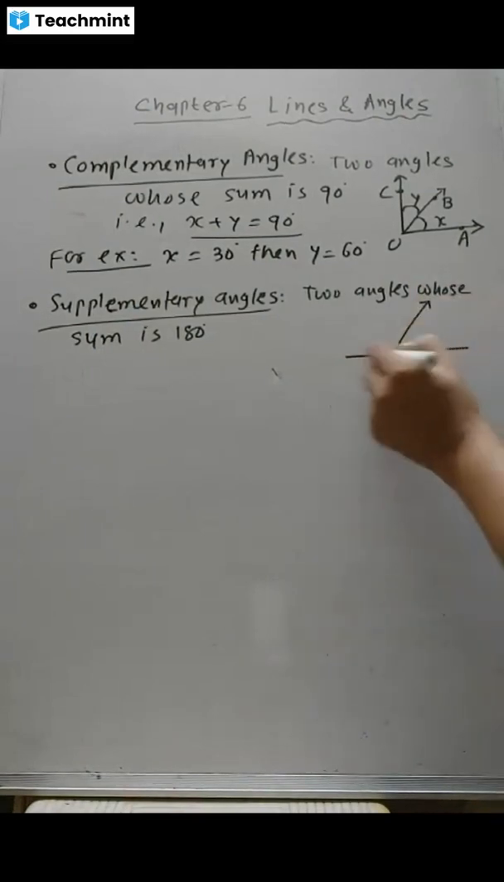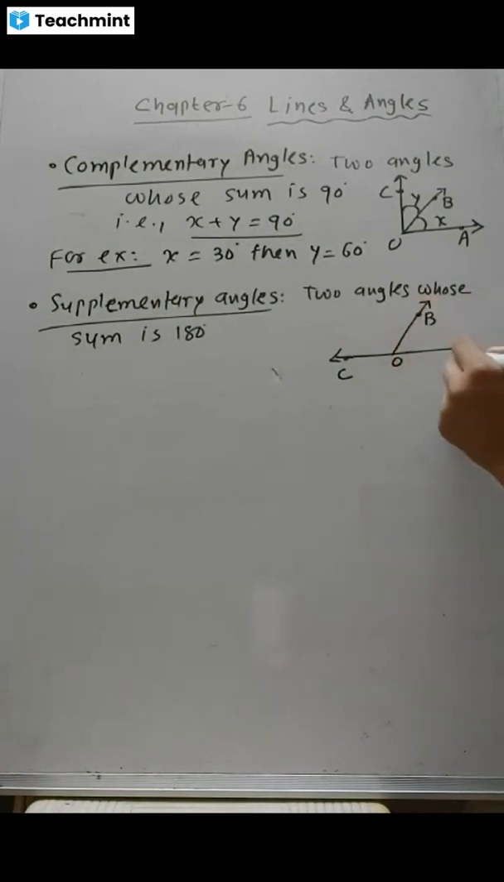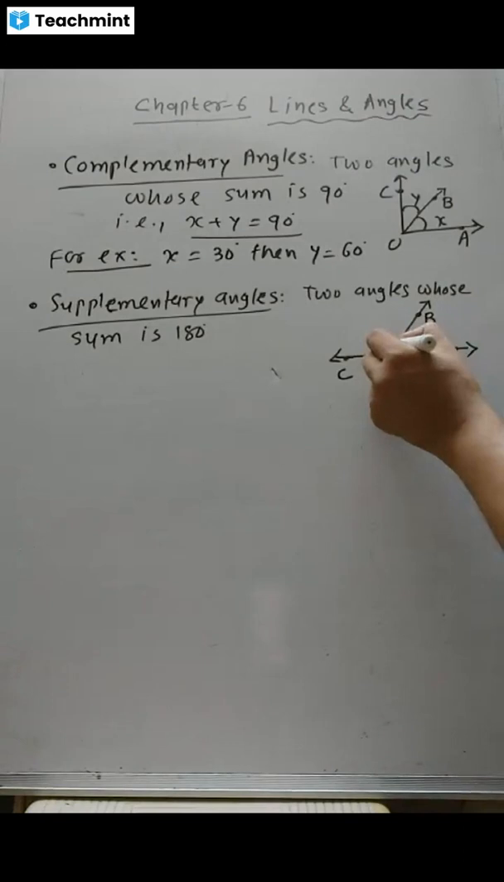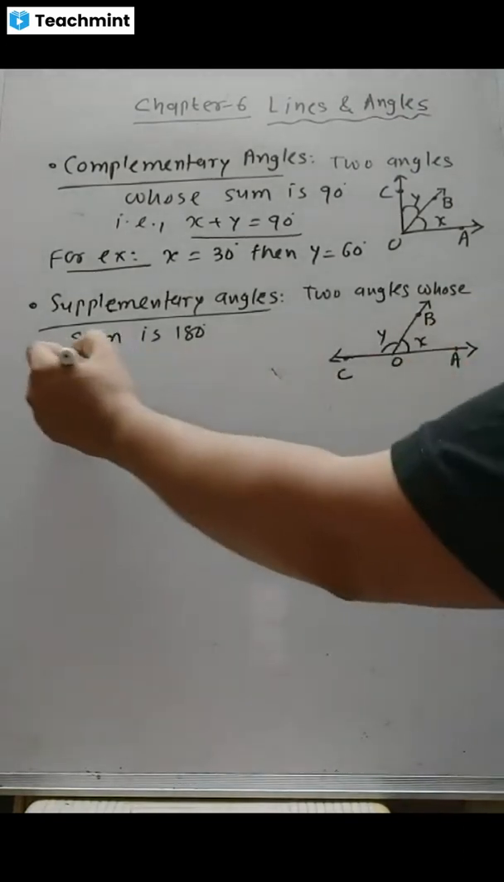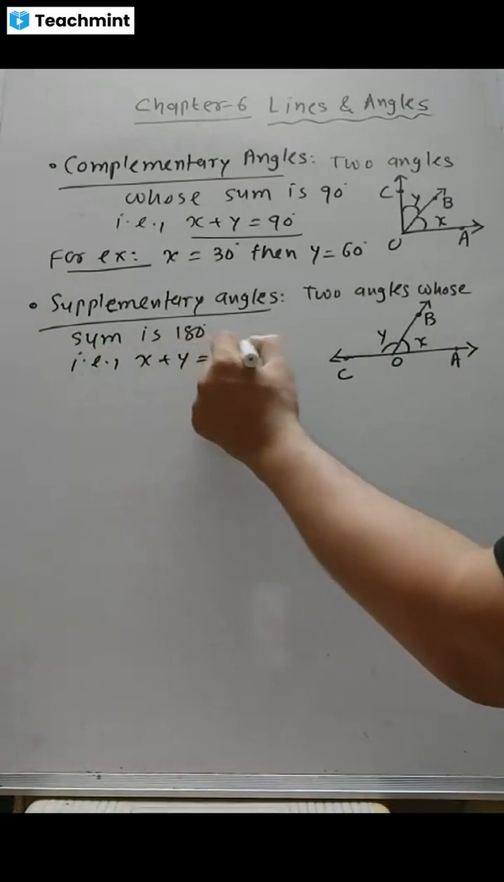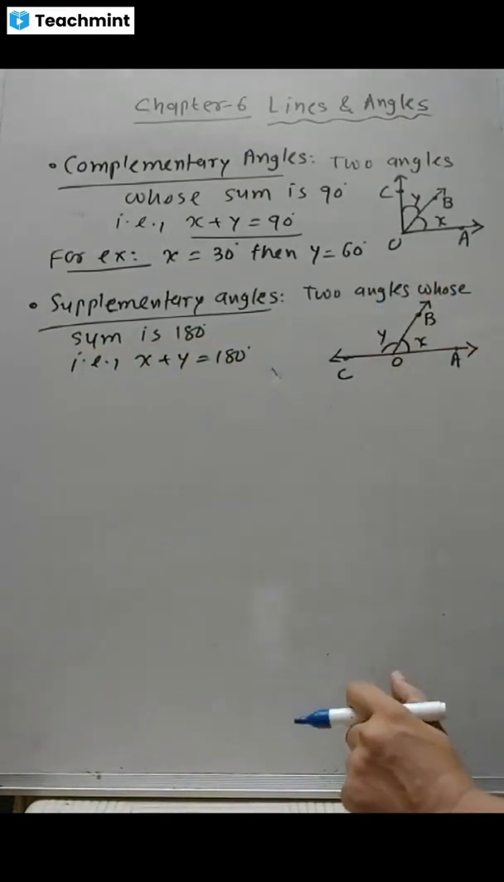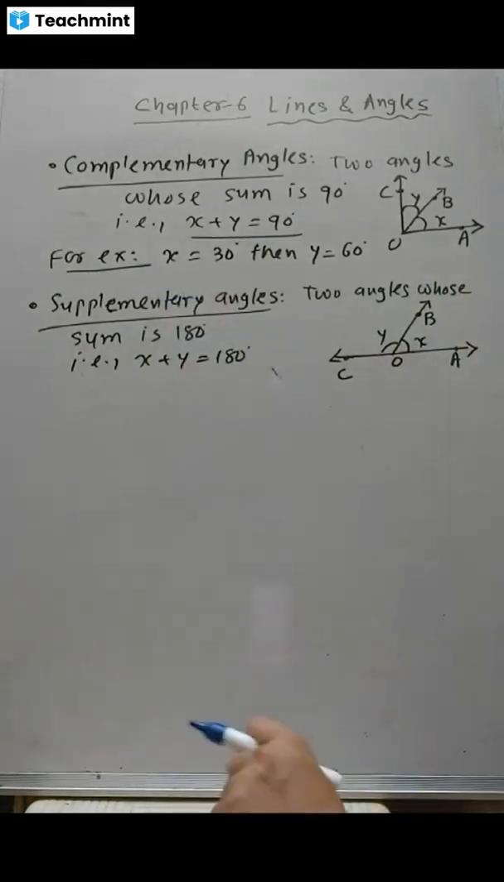That is point C, B, and that is point A. That is angle X, and that is angle Y. Angle X plus Y is equal to 180 degrees. The sum of these two angles is 180. It is called a supplementary angle.